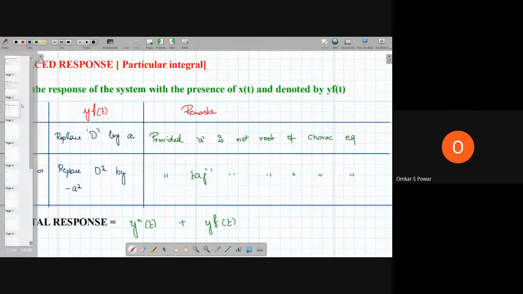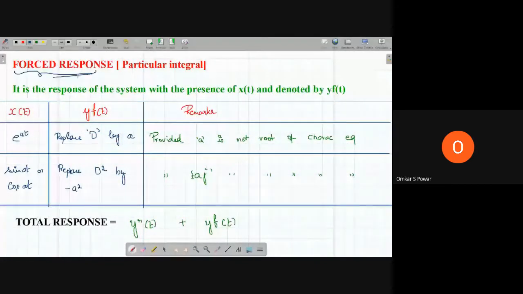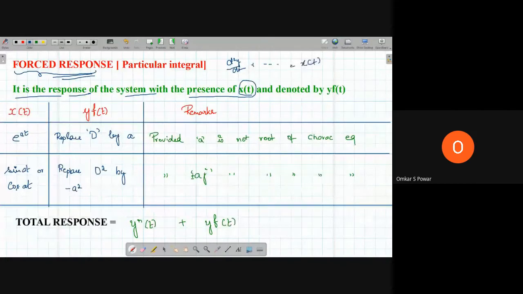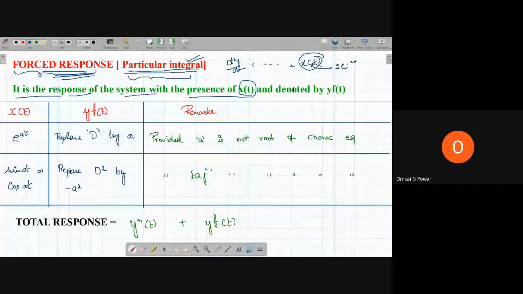Then what is the forced response? It is the response of the system in the presence of x of t. So I have written the equation d square y by dt square plus so on is equal to x of t. Now if you consider this x of t as some value like 2 e power minus 2t, then you have to find the forced response, or nothing but your particular integral, which you called in mathematics. So you have studied this in M1 and M2. This is just a revision of that. It is denoted by y f of t, and the natural response is y n of t.